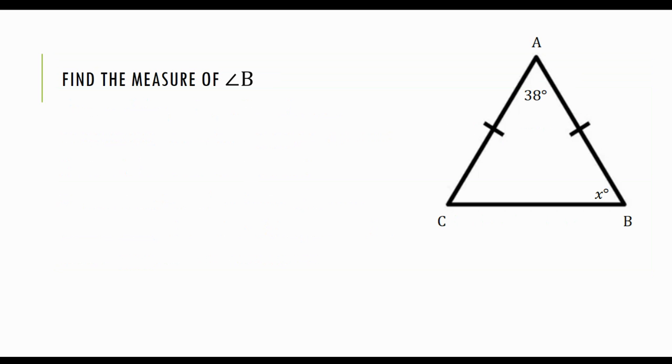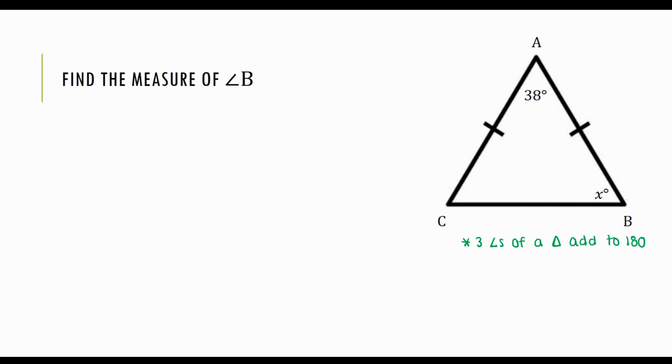So let's take a look at this algebra problem. It wants us to find the measure of angle B. Notice that angle B is given to us as x. So we're going to have to figure out what x is. The issue is I have one angle is 38 and then an x. If we remember, we know that 3 angles of a triangle are going to add to 180. But right now, I'm only giving us what 2 of those angles are.